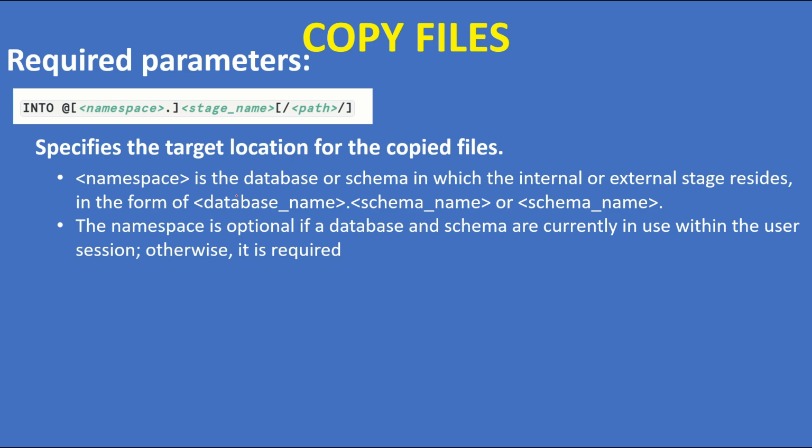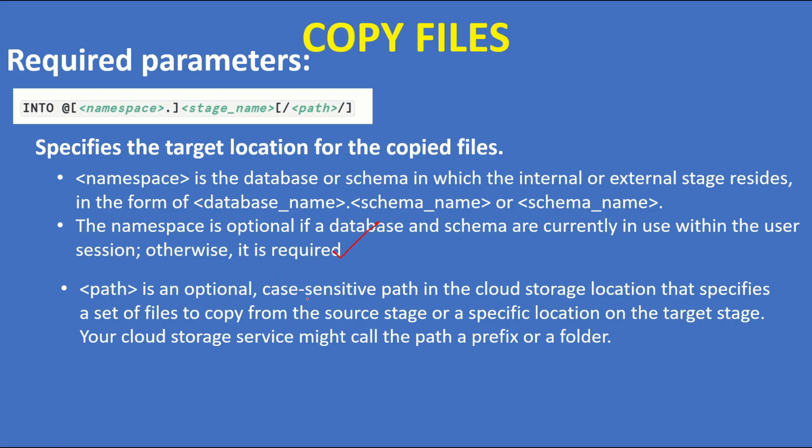But good practice is to always use database name dot schema name dot stage name, even if you have set the details in your current session; otherwise it is required. You have to specify all the details. Path is optional and case sensitive. Please note that it is a case sensitive path in the cloud storage location that specifies a set of files to copy from the source stage or a specific location on the target stage. Your cloud storage service might call it a path prefix or a folder. You can call it a prefix or a folder.